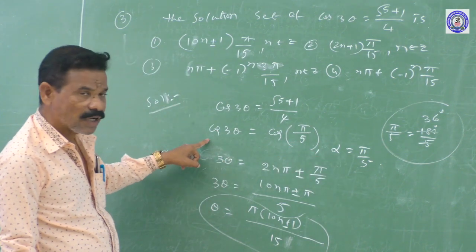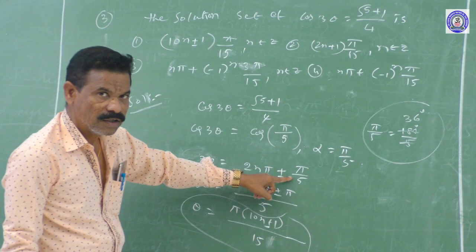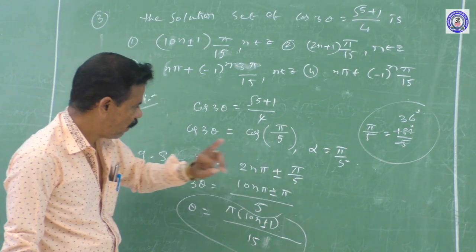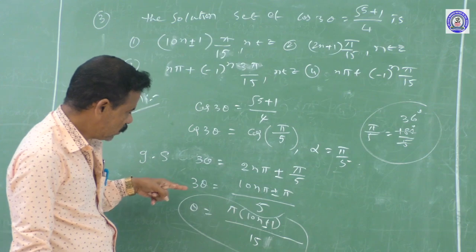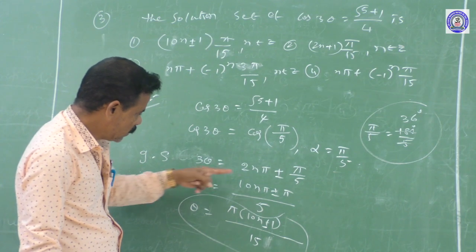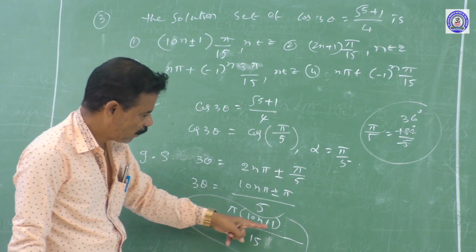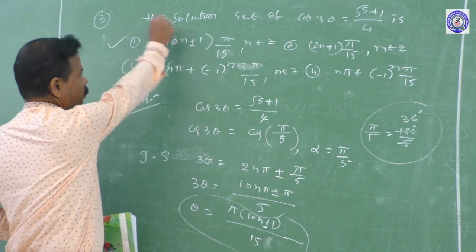General solution for cos is 2nπ plus or minus alpha. Alpha is here π by 5. So this 3 theta is equal to 2nπ plus or minus π by 5. Divide both sides by 3 after taking LCM. So 3 into 5, 15 coming. Here π common, 10nπ plus or minus π by 15. First option is the right answer.